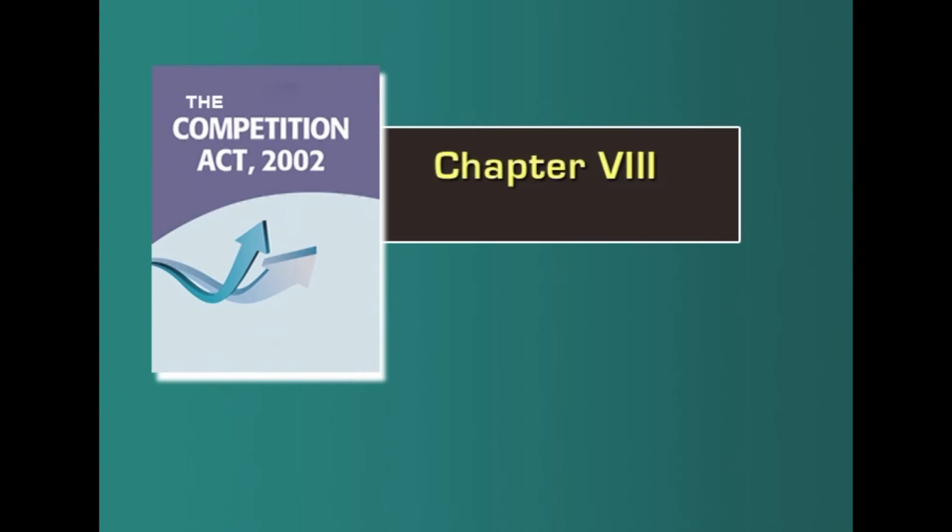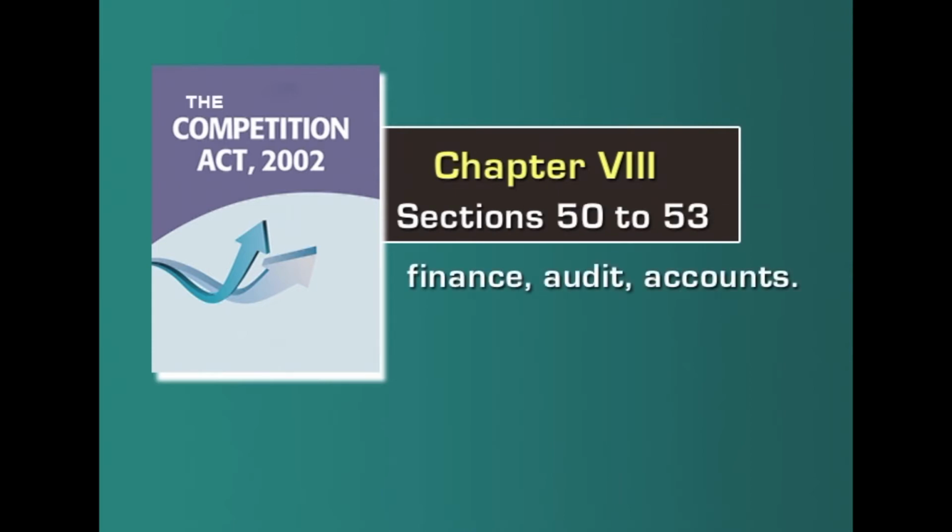Next chapter is chapter 8. Chapter 8 has sections 50 to 53. It talks about finance, audit, accounts. Any act or any institution or any body that's created and has been conferred power to implement the law needs to be given certain financial assistance. And unless the financial assistance is there, such a body cannot function in itself.